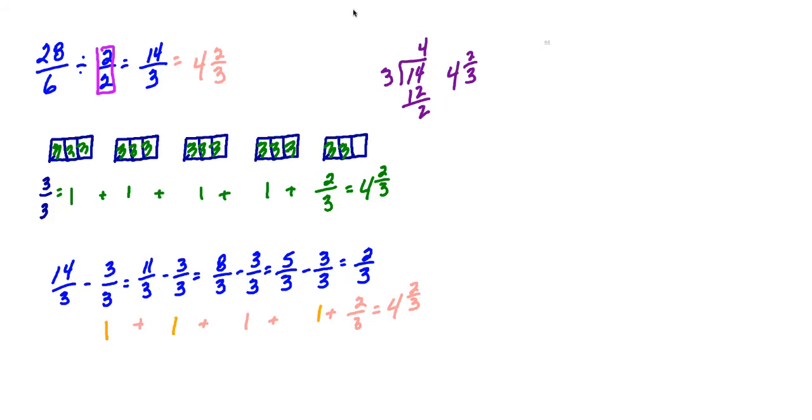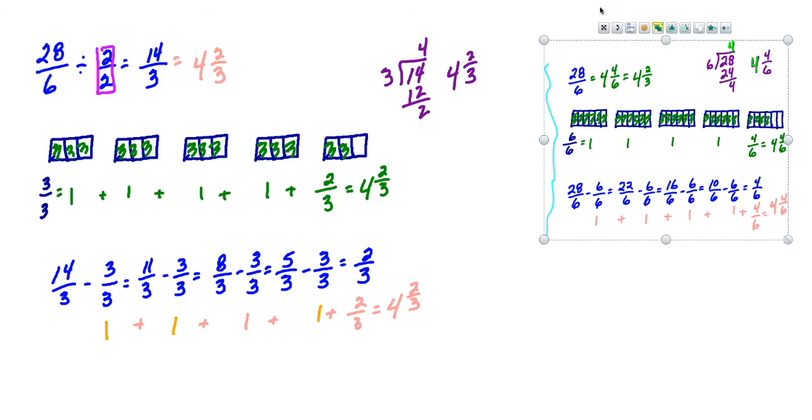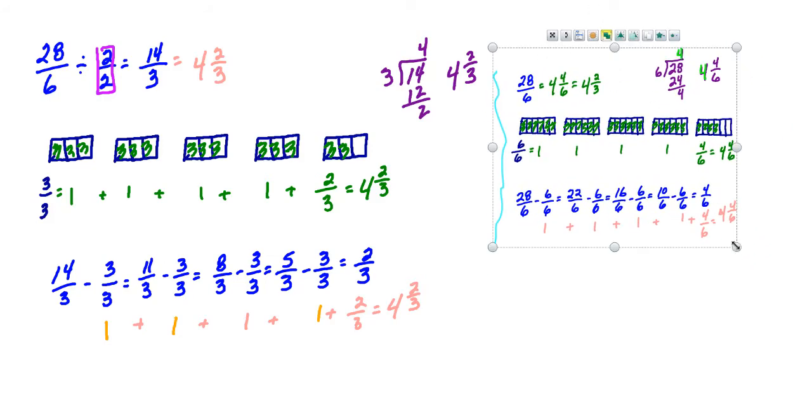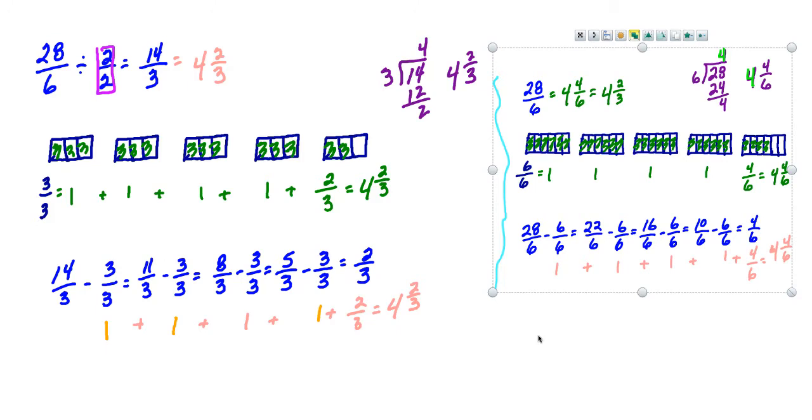And just in case you'd like to see them kind of side by side, here is the previous version where we worked with the 28 sixths without simplifying it. Here's the 28 sixths simplified, dividing by 1 whole in the form of 2 over 2 to get 14/3. And notice we get the very same answer in both cases. 4 and 4/6 simplified is 4 and 2/3.